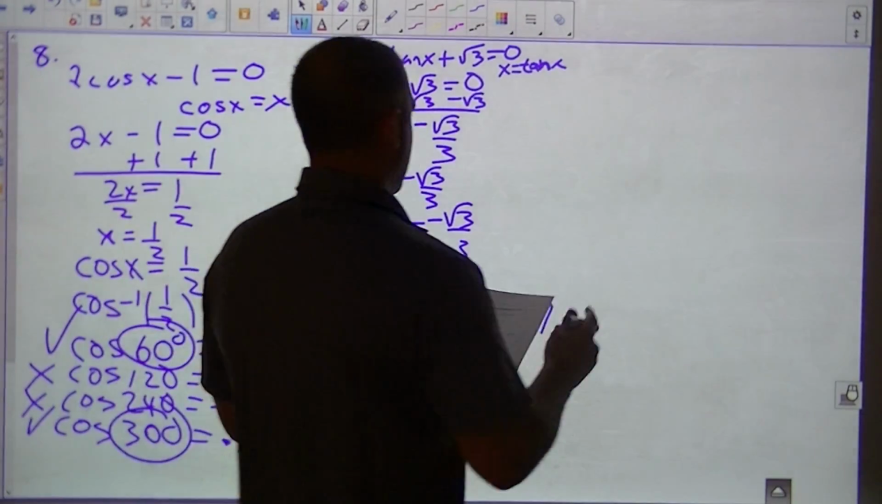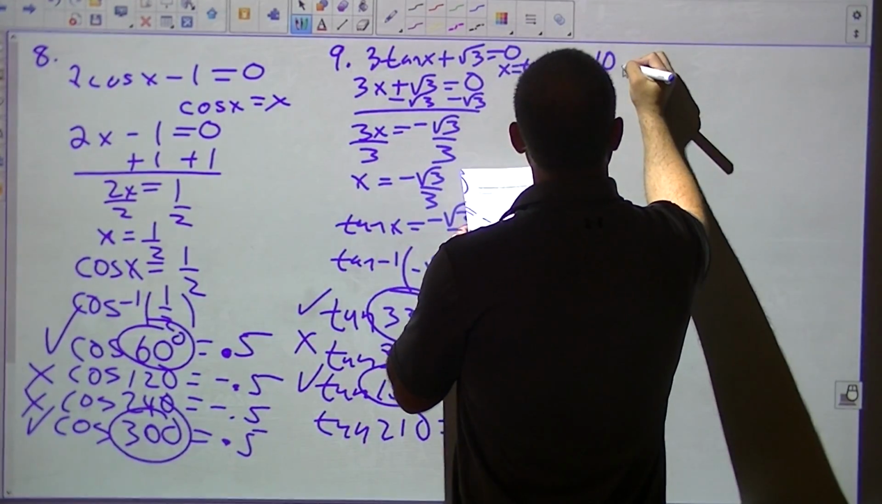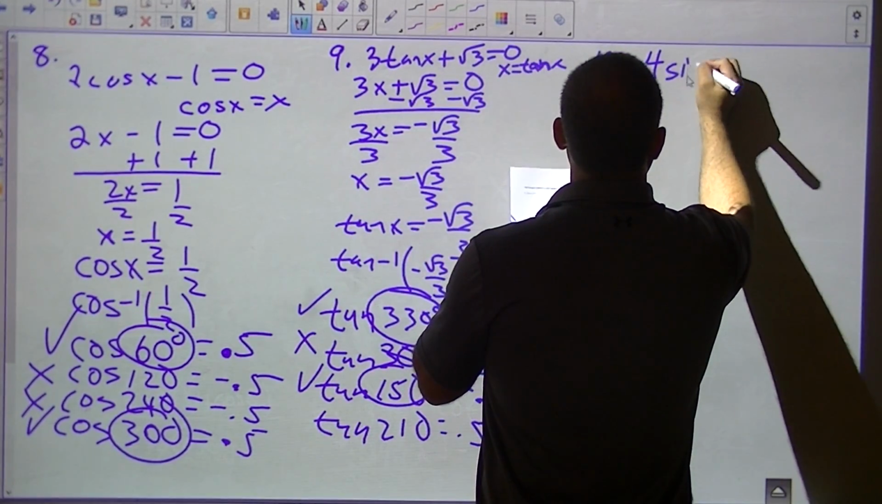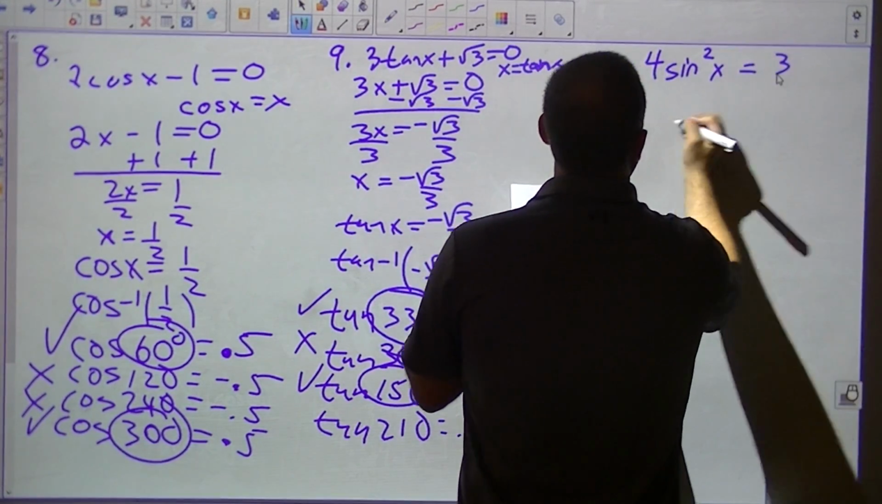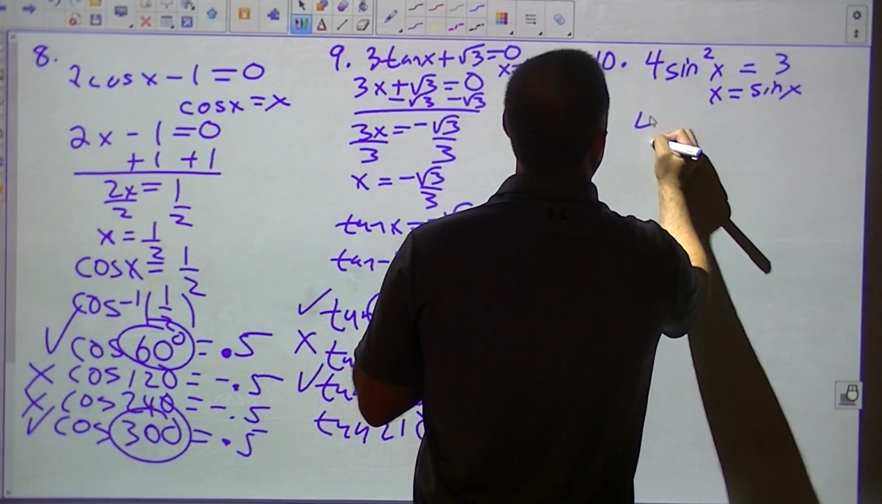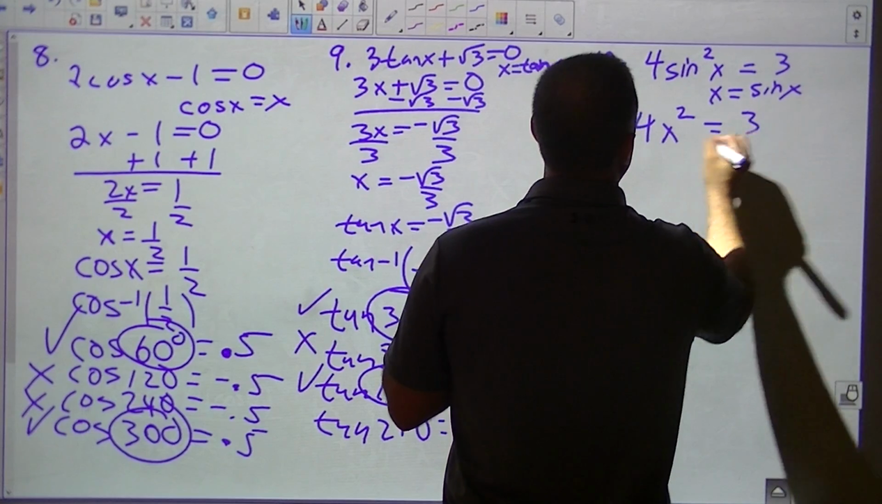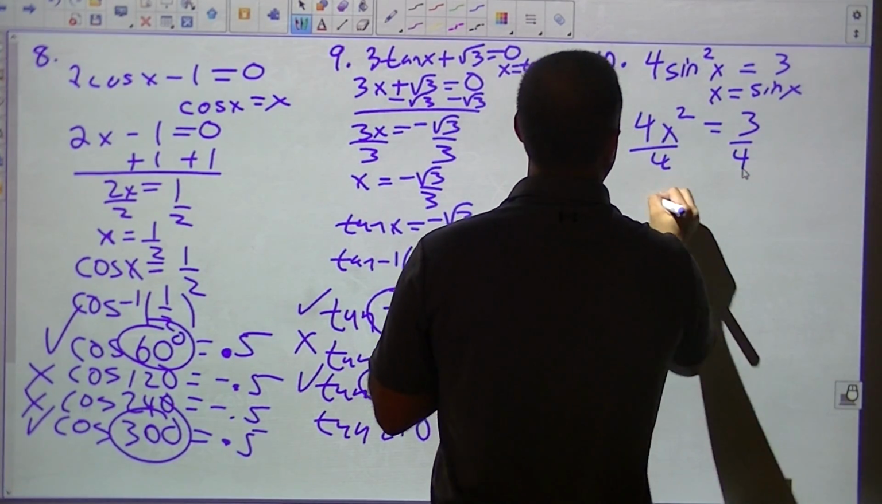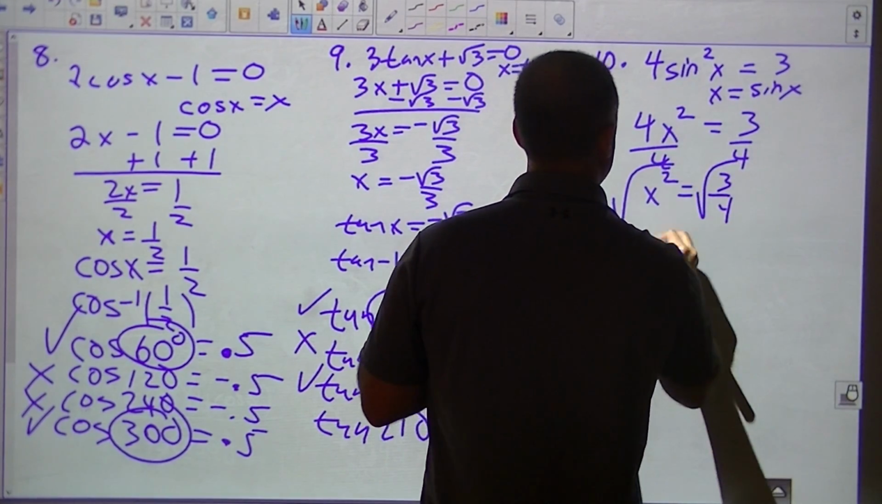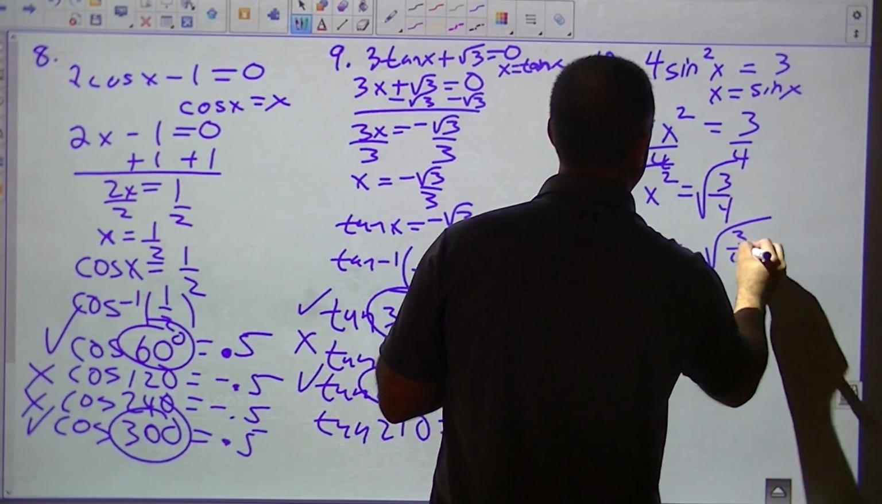Okay, let's go to question number 10. So you got 4 sine squared of x equals 3. All right, so I'm going to replace sine with x. So I got 4x squared equals 3. I'm going to divide by 4. That's x squared equals 3 over 4. I'm going to take a big square root. So that's x equals big square root of 3 over 4.